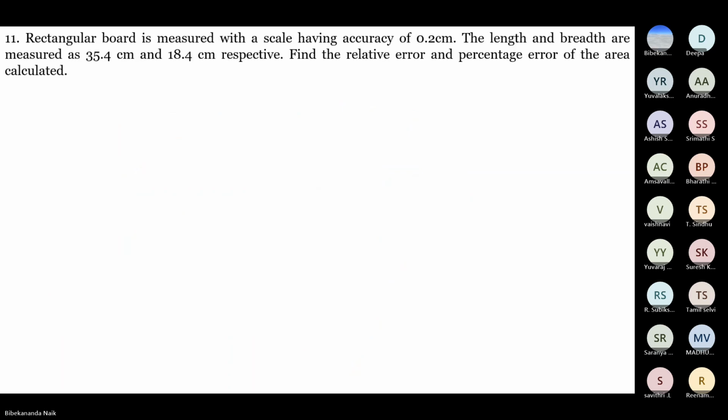Then, a rectangular board is measured with a scale having accuracy of 0.2 centimeter. The length and breadth are measured as 35.4 centimeter and 18.4 centimeter respectively. Find the relative error and percentage error of the area calculated. This is very similar, but there is a bit of a trick here. All are very similar numbers, you just need to do the calculations. So please try this question and tell me the relative error and percentage error of the calculated area.